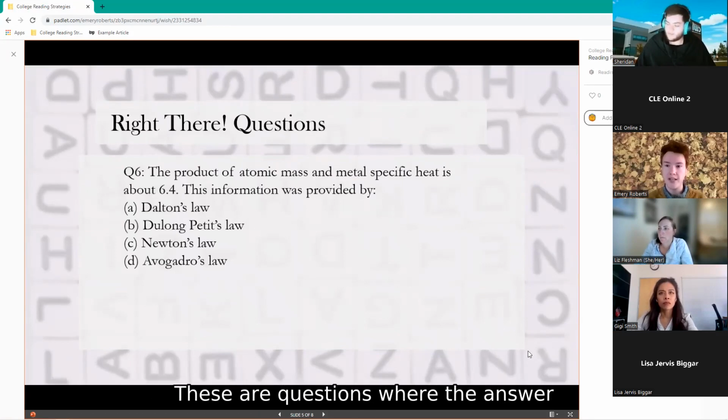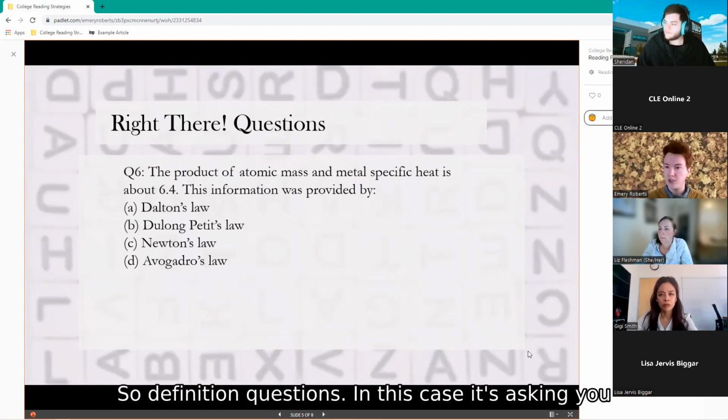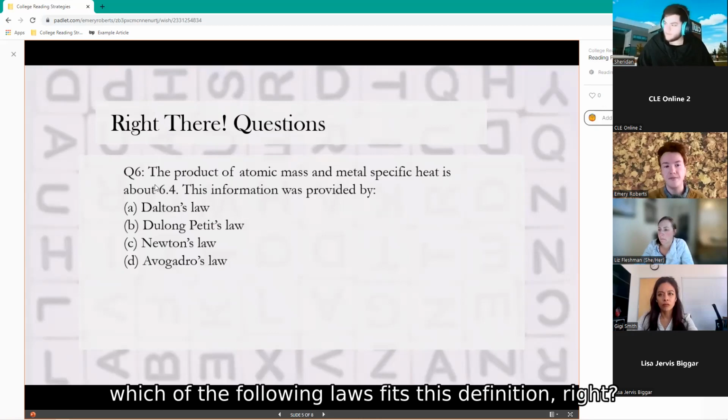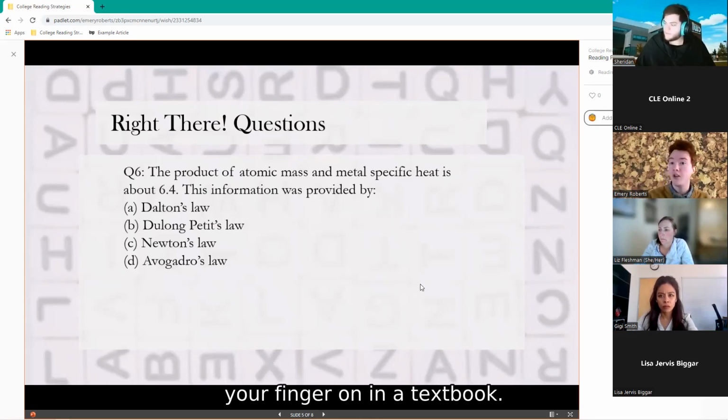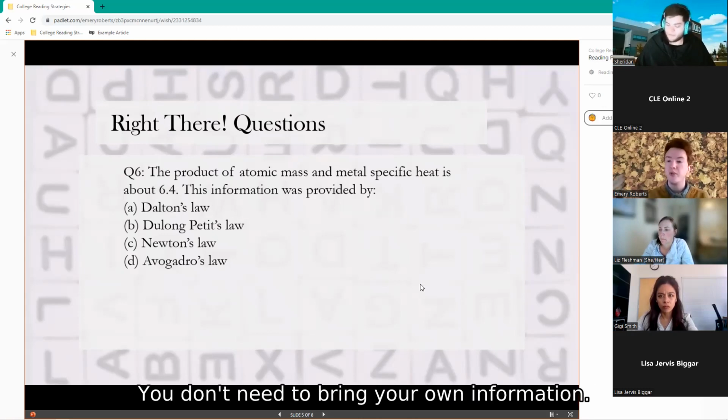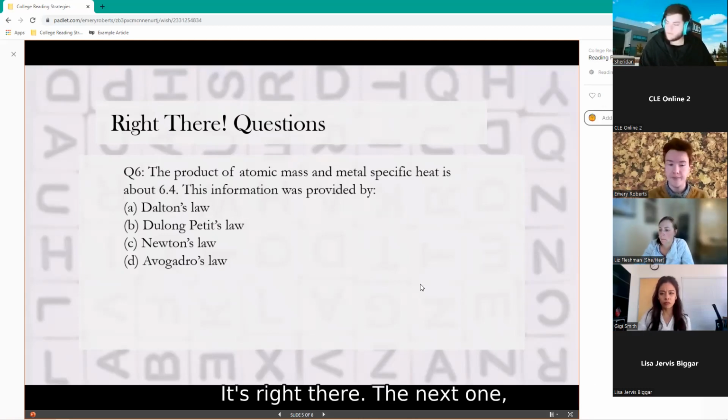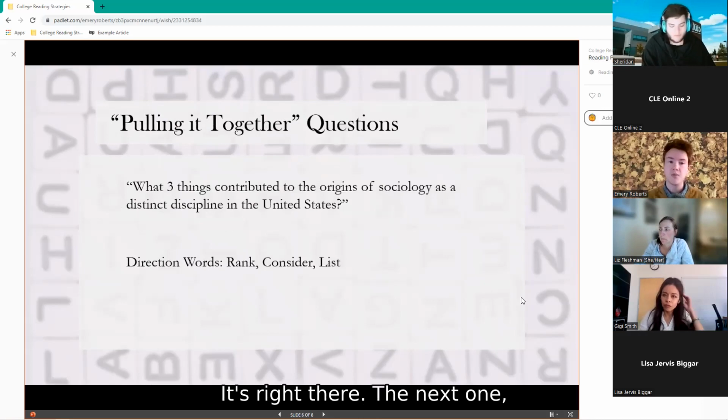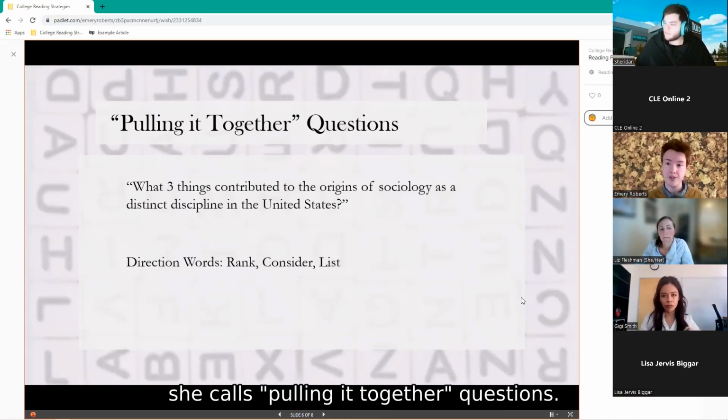These are questions where the answer is in the text, you can point to it. So definition questions. In this case, it's asking you which of the following laws fits this definition, right? This is something that you can put your finger on in a textbook. You don't need to bring your own information. It's right there.